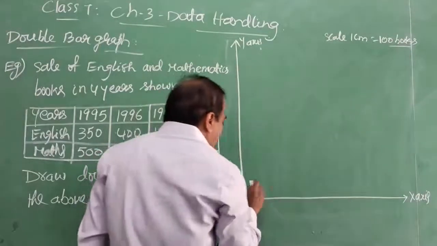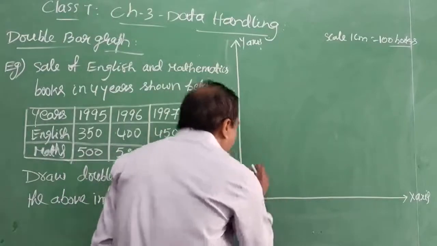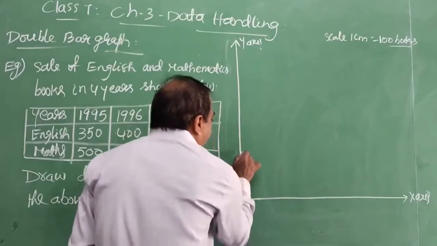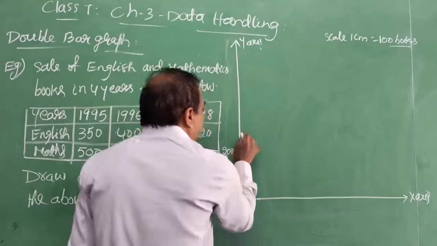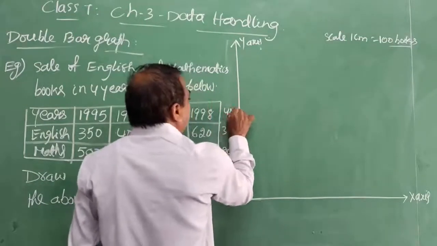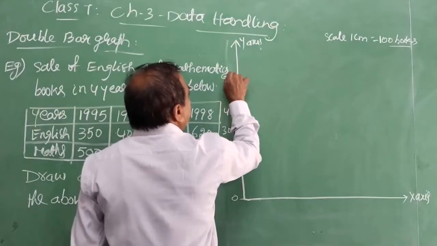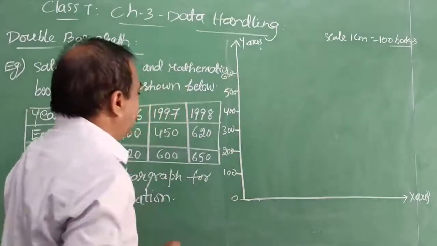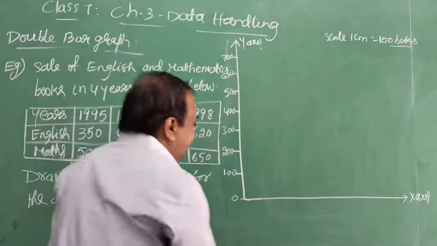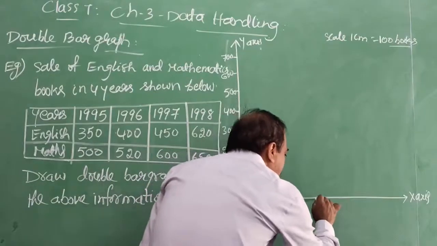So now, here English, whatever the books we are taking, here 1995, and here we take 1 centimeter. This is 1 centimeter, 100, the next 200, next 300. See the graph. 400, 500, 600. This is 600. Then still we have 700. You see, first English, and an equal gap must be there between the bars.